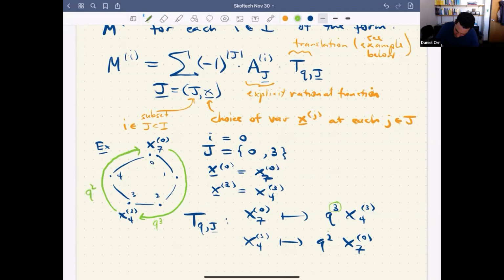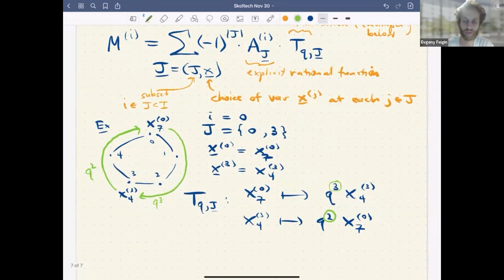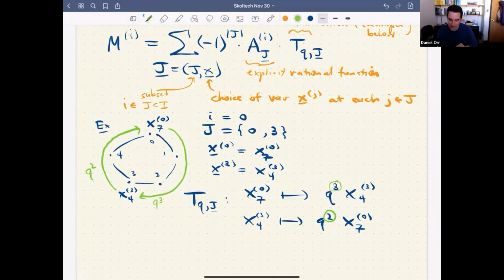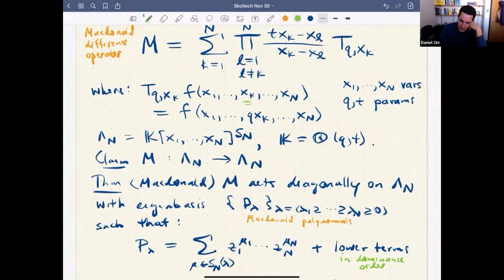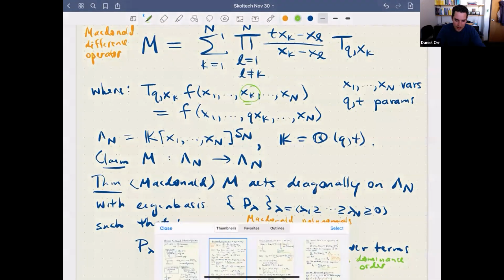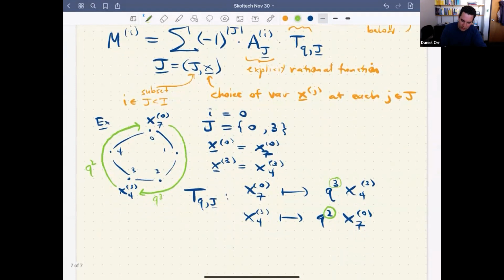I'm sorry, Dan, could you please repeat once again, what does your operator do with other variables? Nothing. It just leaves them. I see. So it only moves these. Just like the original operator only does something here, everything else is the same. This operator is only doing something to these two variables.